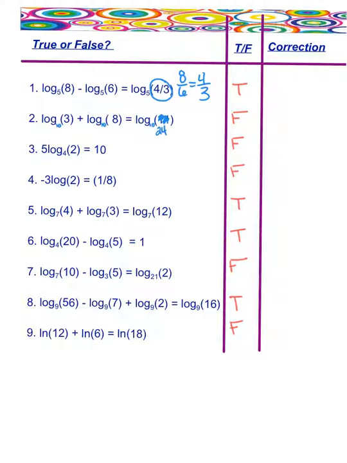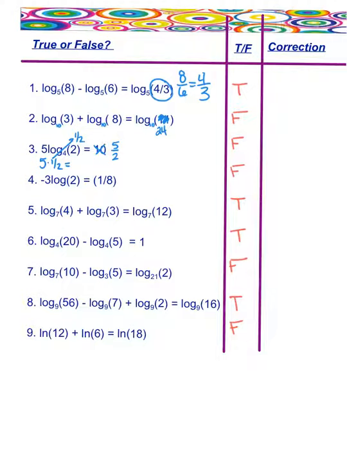Number 3, you've got 5 times log base 4 of 2 equals 10. Well, let's see how they might get that. When I look at this, I see log base 4 of 2 can be simplified, and it is just a half. And that's because 4 raised to the 1/2 equals 2. So 5 times a half is not equal to 10. It is equal to 5 halves. And so that's how I would change this. I would say 5 times log base 4 of 2 is equal to 5 halves.